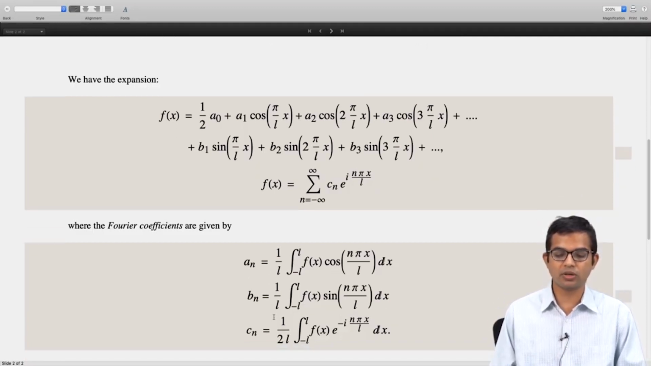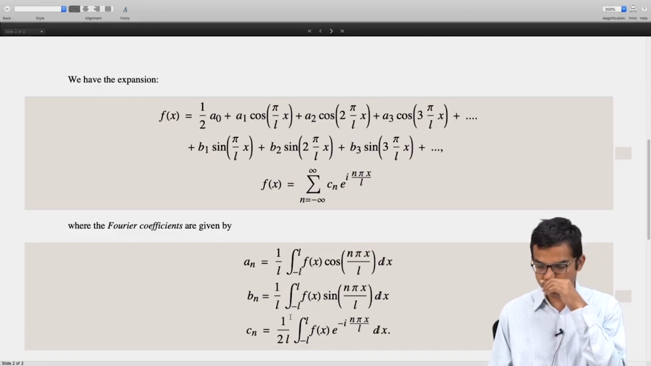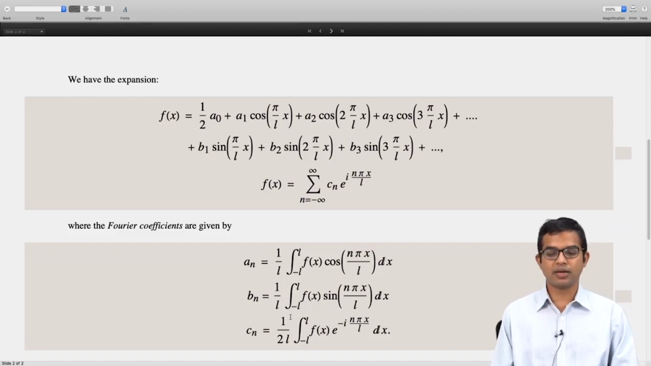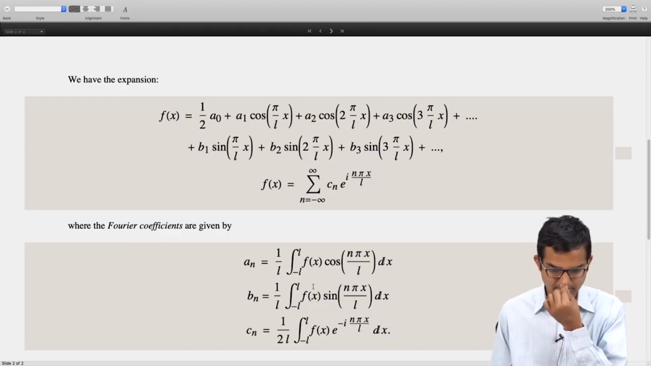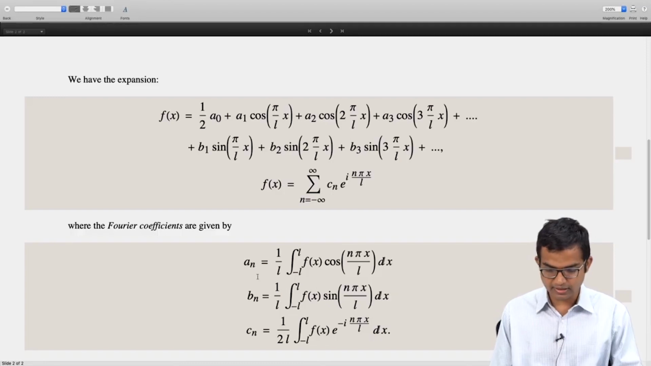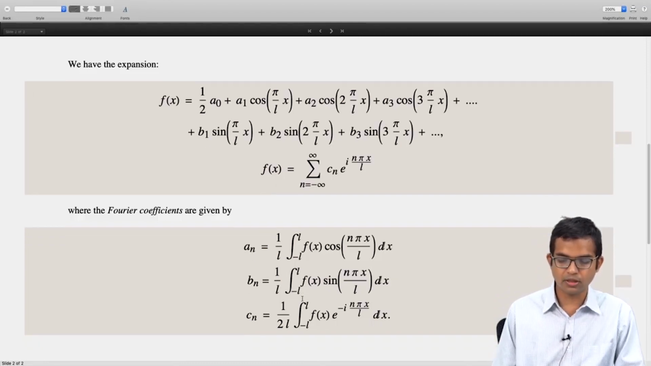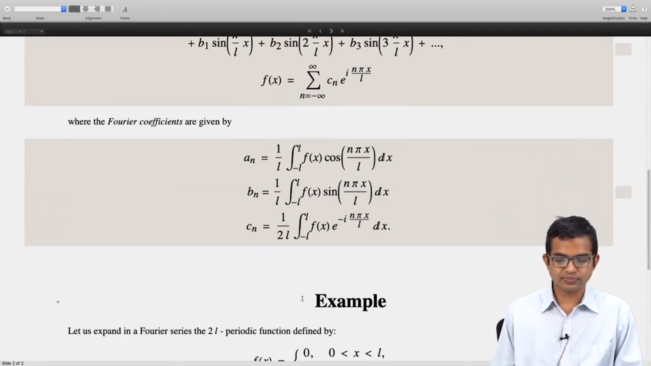And bn is 1 over l integral minus l to plus l f of x sine of n pi x by l dx, and cn likewise. You can quickly check that indeed these expressions are all consistent. You can directly work this out from first principles if you wish and extract these coefficients for arbitrary period 2l. Let's look at an example.